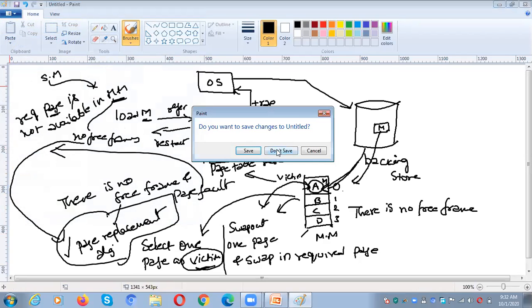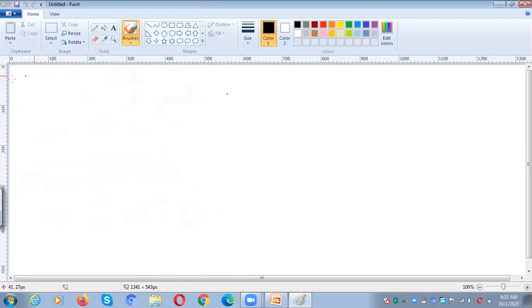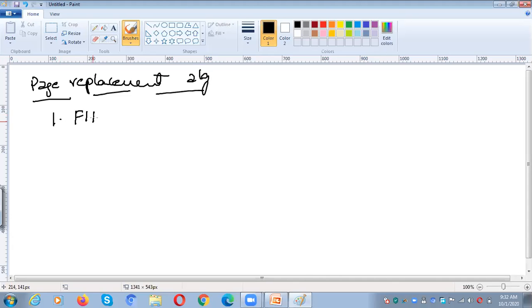So there are so many page replacement algorithms. That is the concept. Now we are going to solve some examples. The first page replacement algorithm is FIFO. What is FIFO? FIFO means first in, first out. For example, here we need to take a reference string.